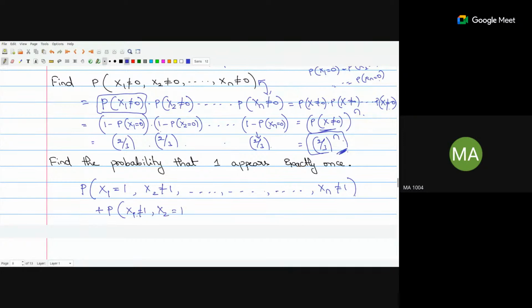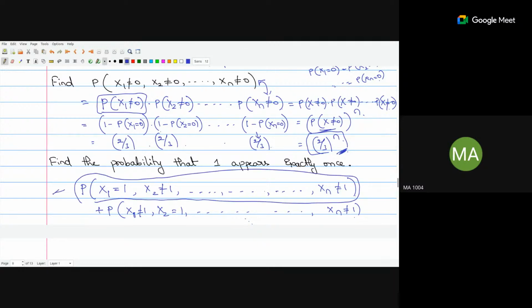x2 can also take 1, and the rest of the things will not take 1. So this is also there. Like this, there are n chances, right? x1 can take 1, x2 can take 1, x3 can take 1, x4 can take 1, like this, xn can take 1. But if you write down everything, it will get very long. So what I can do is, you observe this particular thing.